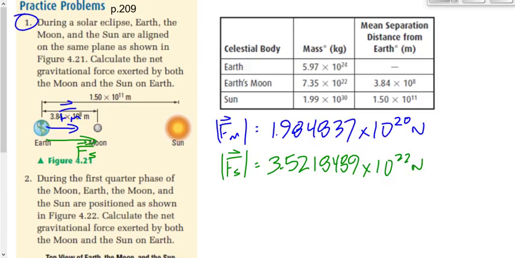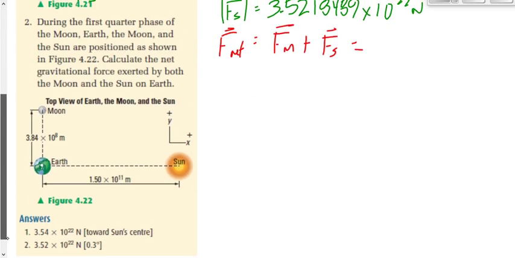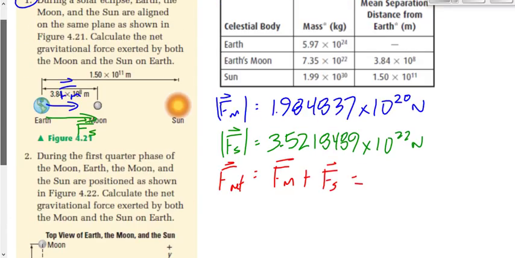And now, in the last question, when we were analyzing a lunar eclipse, we had to make the force of the Moon a negative value. When we're analyzing the solar eclipse, we're making them both positive because they're both to the right. Fm plus Fs. Add them up, and when we do that, we should get the answer that's given to us in our book here, which is 3.54 times 10 to the 22 newtons. Positive, so it's toward the Sun.